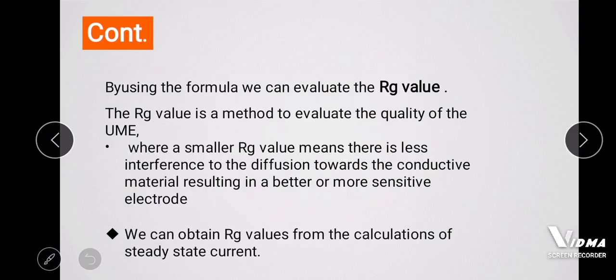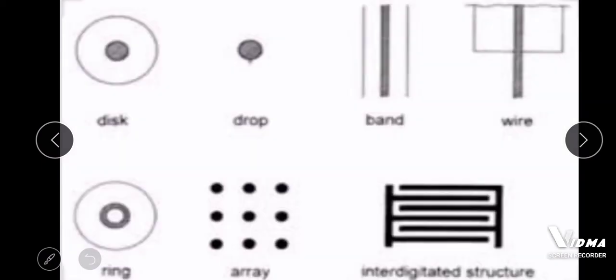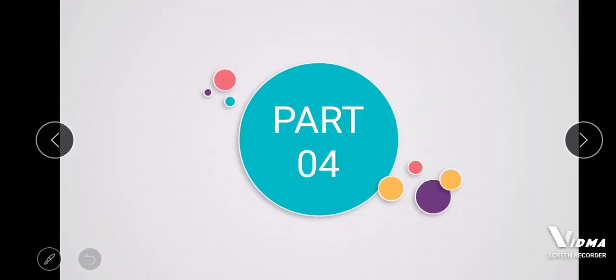By using the formula, we can evaluate the RG value. The RG value is a method to evaluate the quality of the ultra micro electrode. A smaller RG value means there is less interference to the diffusion towards the conductive material, resulting in a better or more sensitive electrode. We can obtain RG values from the calculation of steady state current. Here are some pictures of some types of ultra micro electrode. They are disc shape, drop shape, band shape, wire shape, ring, and so on.